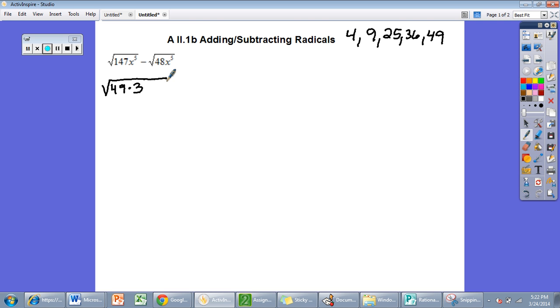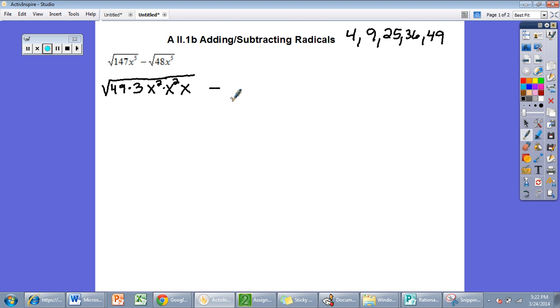So all I did was rewrite 147 as the product of two numbers. And I'm also going to rewrite x to the fifth in terms of perfect squares. So x squared, x squared, and so that gives me 4 x's, and I have 1 left over. So I'm rewriting 147x to the fifth so that I'm rewriting it in as many perfect squares as I can.